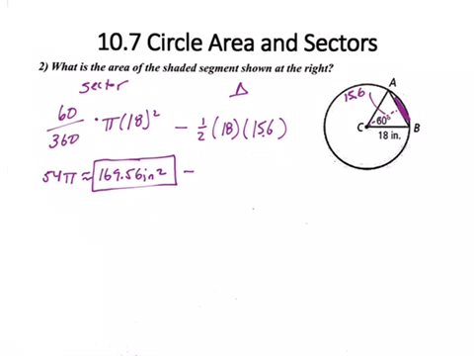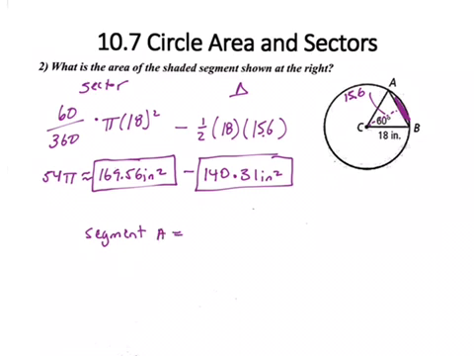This is what we want, and we're going to subtract from it the area of the triangle. The area of the triangle in this case is 140.31 inches squared. So we're subtracting these two. Our segment here has an area equal to 169.56 minus 140.31, which is 29.25 inches squared.